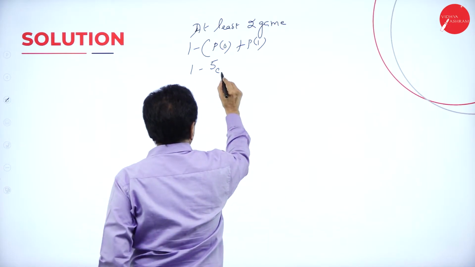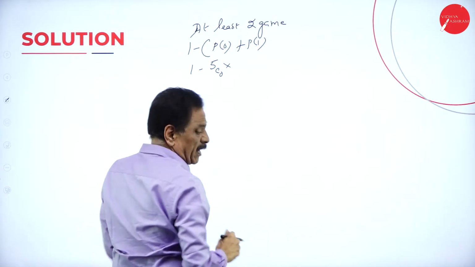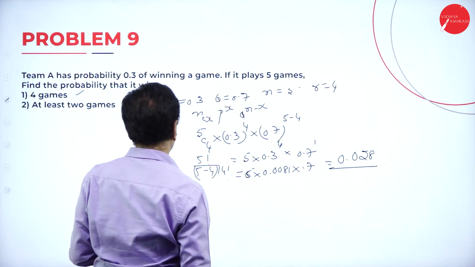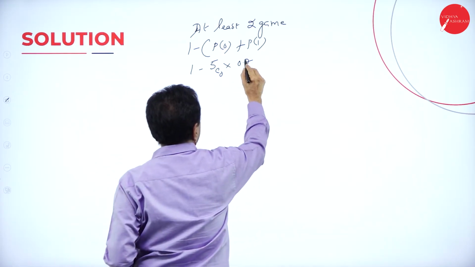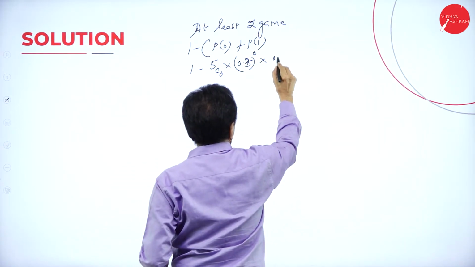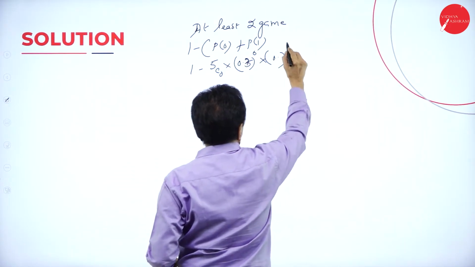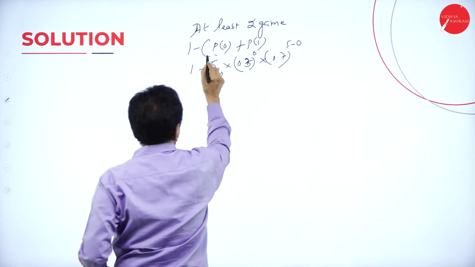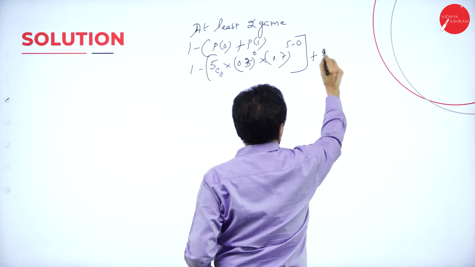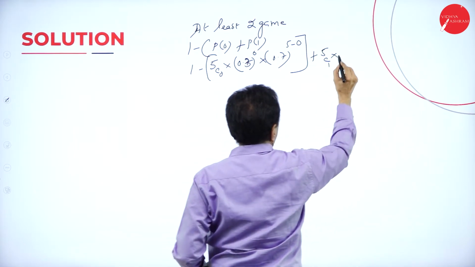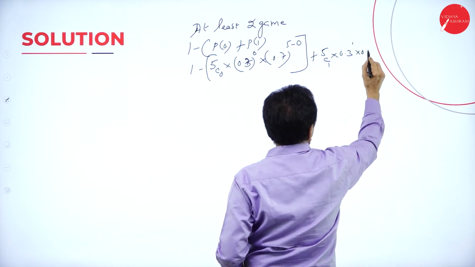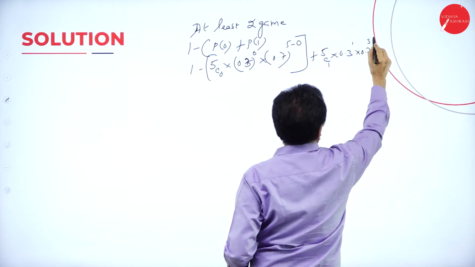5C0 into, what's your p? Then q is, what is the first one? 0.3 to the power of 0, 0.7 to the power of 5 minus 0. Then when it is 1, 5C1 into 0.3 to the power of 1 into 0.7 to the power of 5 minus 1.